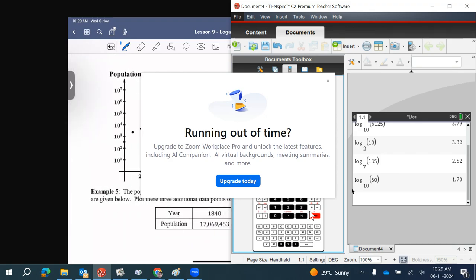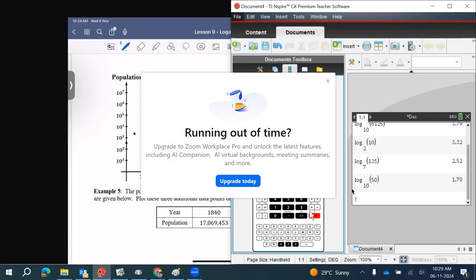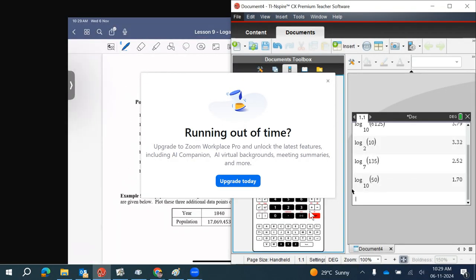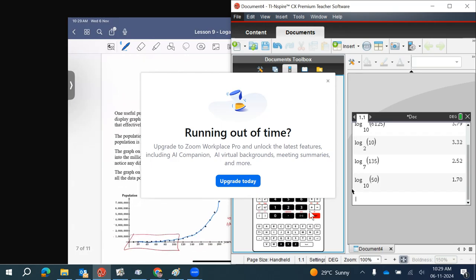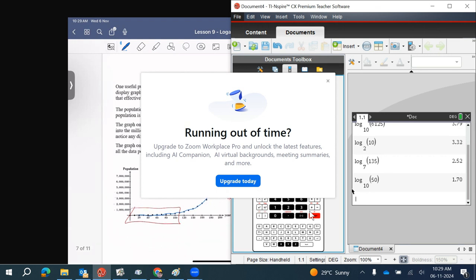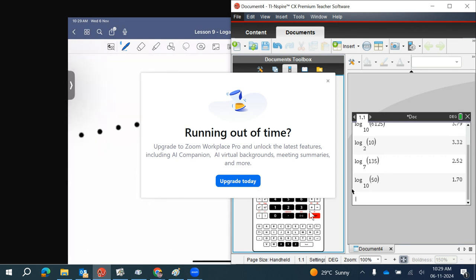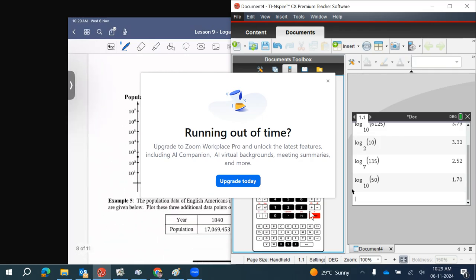So we need to plot these next three values. So we've got 1840. This is the population from 1620 onwards, is it? So for 1840, we need to plot it here at this point. And we need 17 million. So this is 1 million.